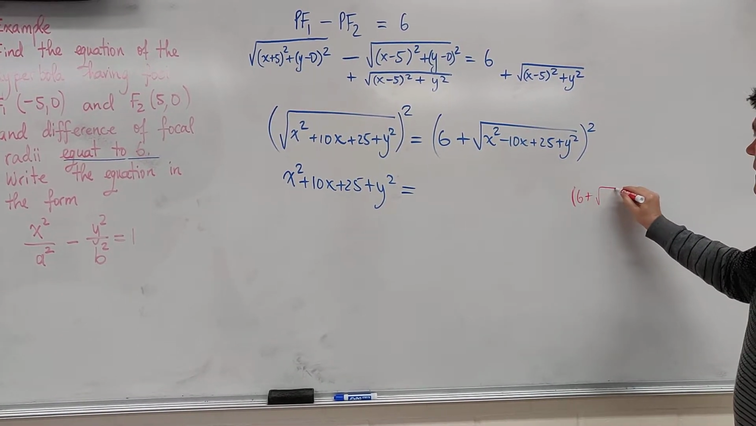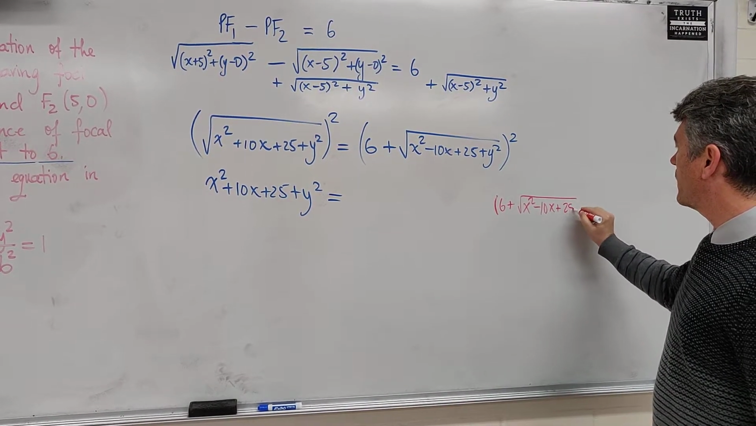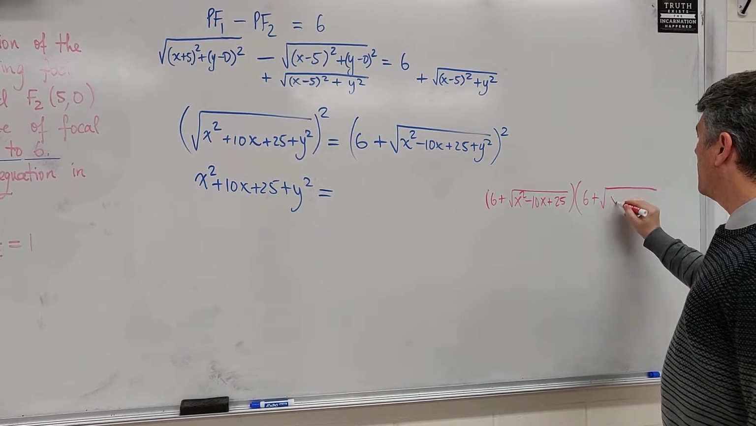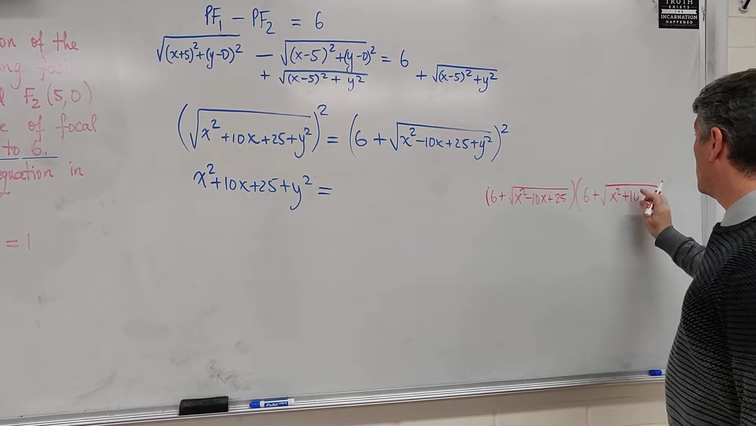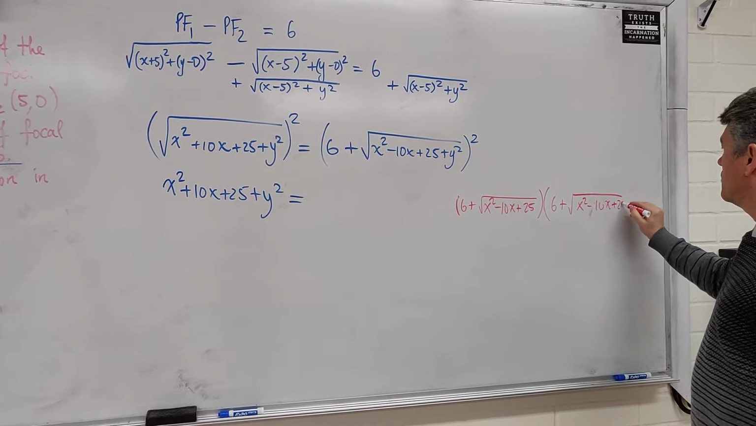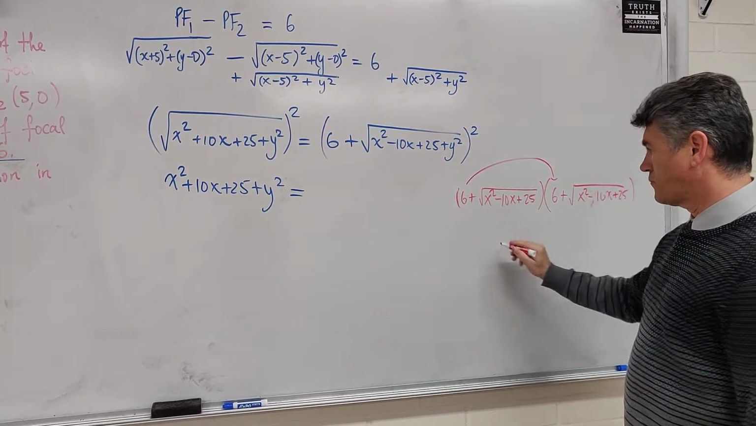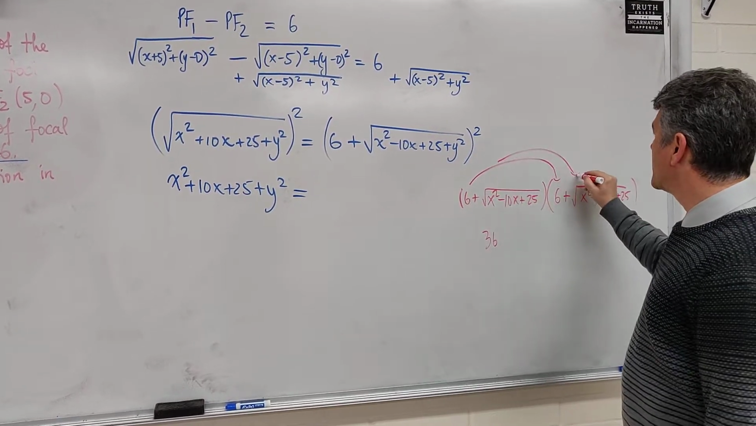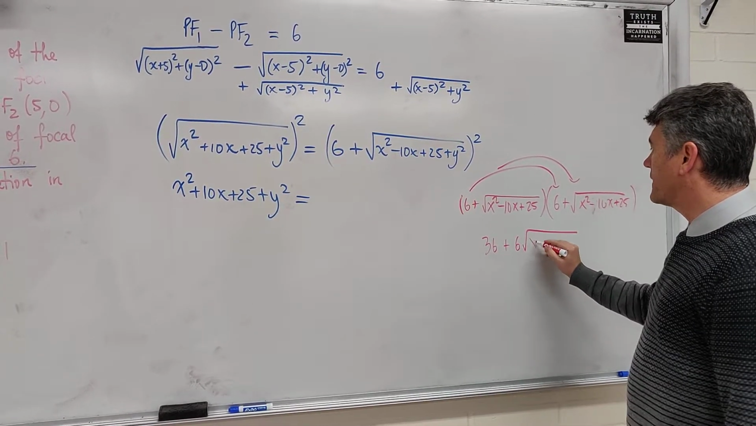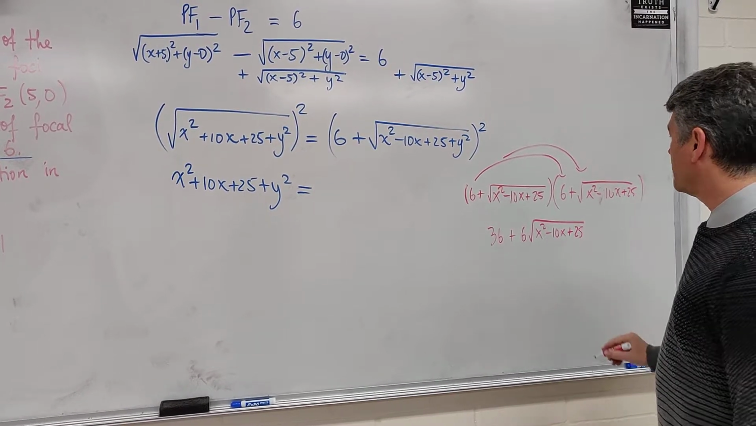So we're going to have 6 plus the square root of x squared minus 10x plus 25 times 6 plus the square root of x squared minus 10x plus 25. Let's multiply. 6 times 6, 36. 6 times the square root is 6 square root of x squared minus 10x plus 25.